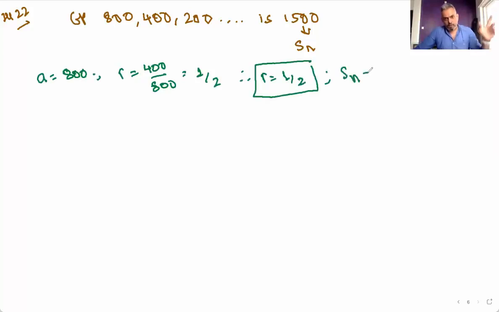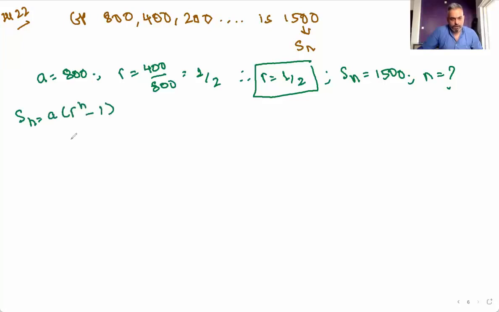Sn, the sum of all these, is 1500. We have to find the value of n. So first let's write the formula. Sn is equal to a into r raised to n minus 1 upon r minus 1.